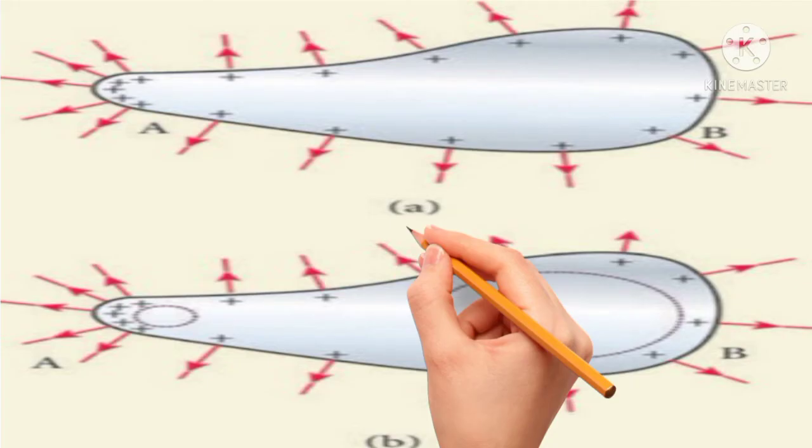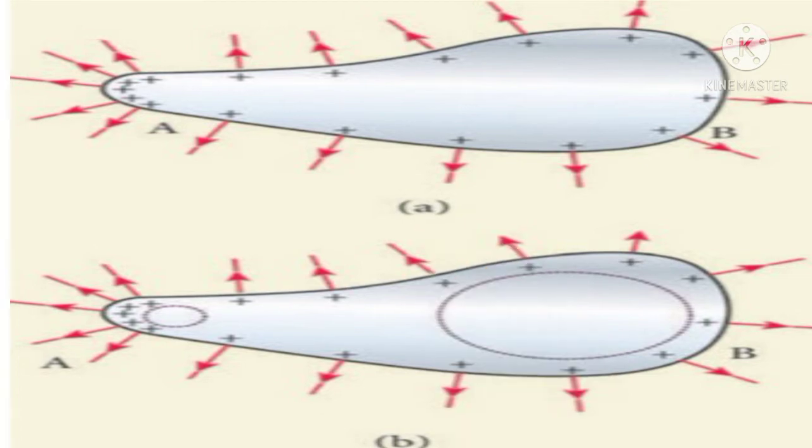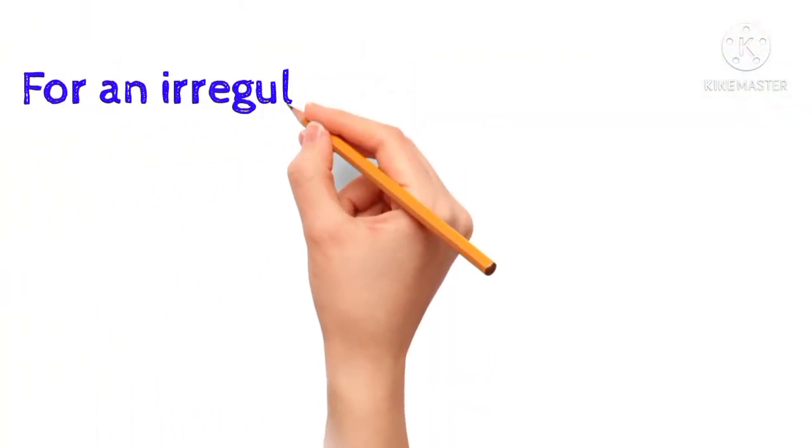Okay, let's listen. Here, this is an irregular shaped conductor. This conductor is having two types of radius. One is smaller curvature, another one is a larger curvature. Smaller curvature is A and the larger curvature is B. Here the charges are distributed in the irregular conductor.